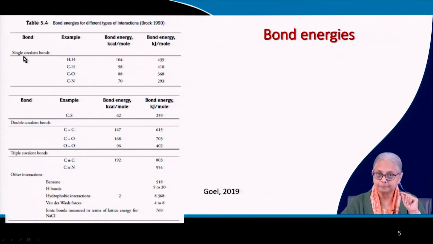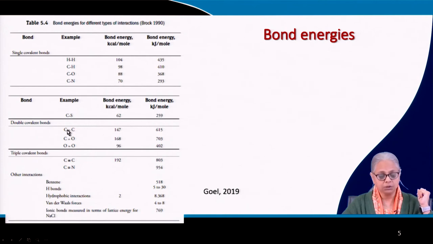These bond energies are extremely important for us to understand how much energy is required by the microorganism in either making certain compounds or in breaking them down. What does it get in terms of energy? This is a very crucial point. You can see the single covalent bonds and the bond energies for the different elements: two hydrogen atoms, carbon and hydrogen, carbon and oxygen, carbon and nitrogen. You can see the bond energies both in terms of kilocalories per mole versus kilojoules per mole.